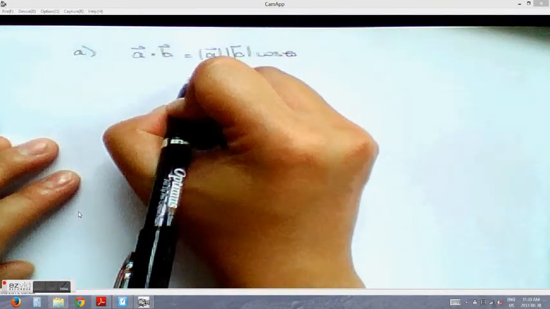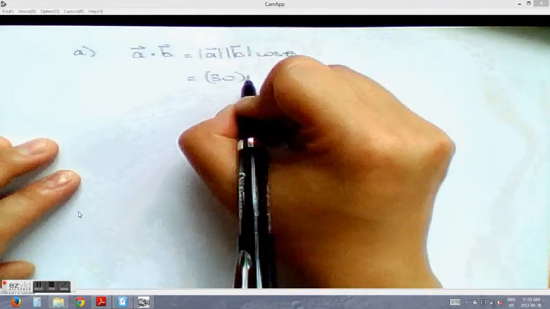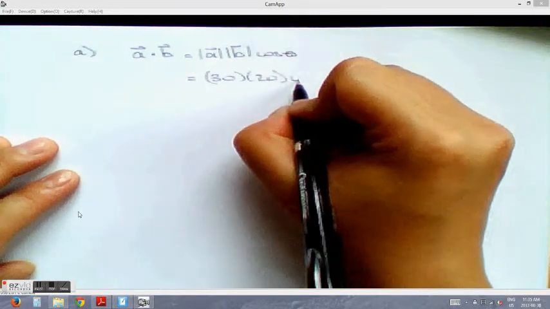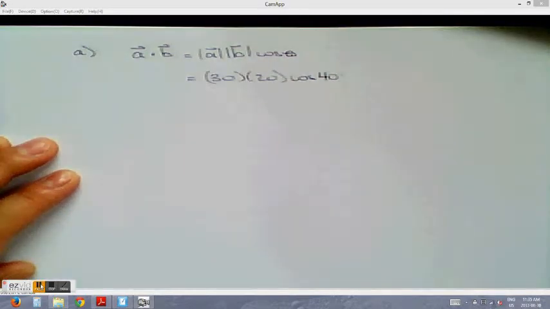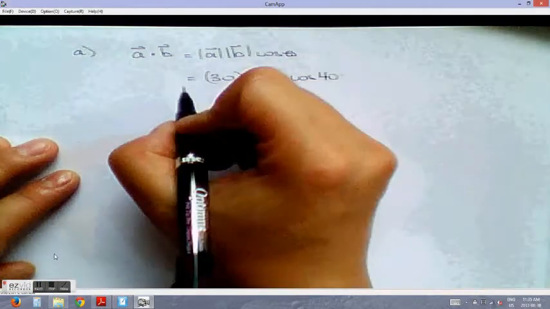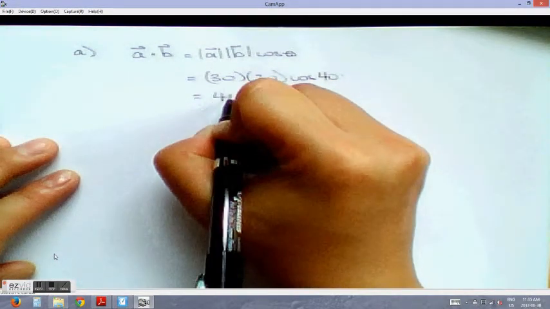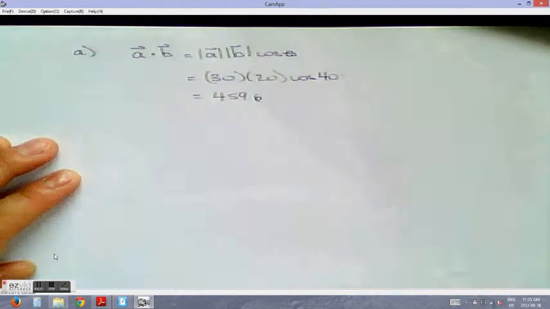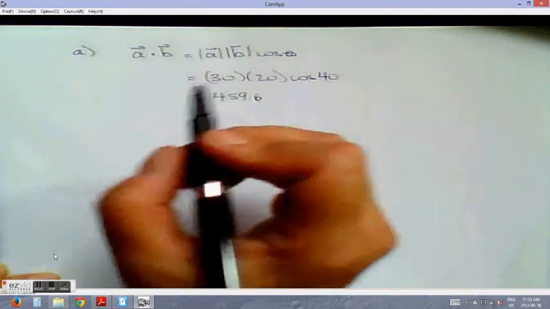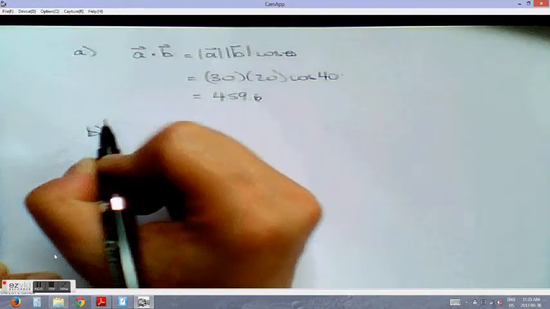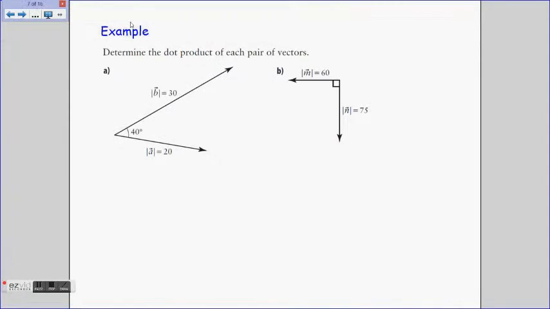So in our first example, A, 30 is the magnitude, 20, and then cosine of 40 degrees. If we were to put this in our calculator, we would find that it's 559.6. Remember it's a scalar, so we don't have to define any direction. Okay, so B, let's flip back to B, and I'll show you what we were asking.